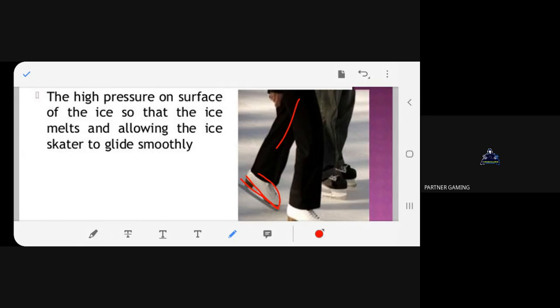Yes or no? So, now where is the pressure applied? On the ice. Yes? Where is the pressure applied? On the ice by the skate, right? Yes, ma'am.